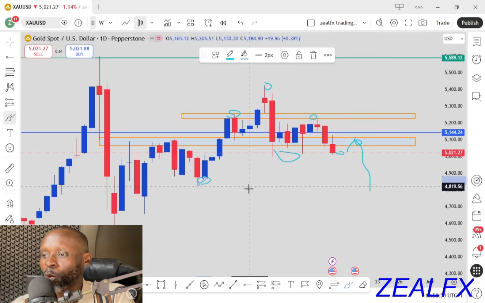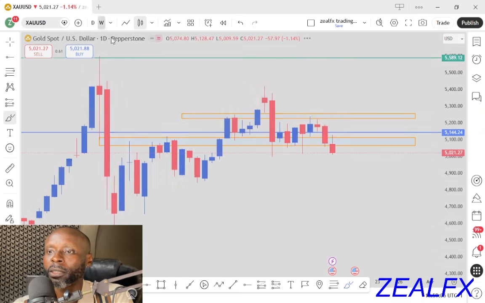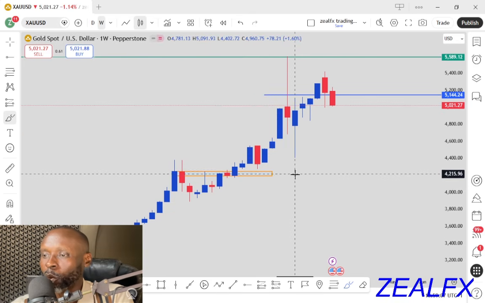A break of this support level might also trigger more of the bearish trend on the gold USD. So as long as gold is still pointing to more of a bearish trend this week, what do we need this week? We need to confirm if we truly expect price to continue to push lower on the gold USD. So let's look at the weekly chart of the gold USD.